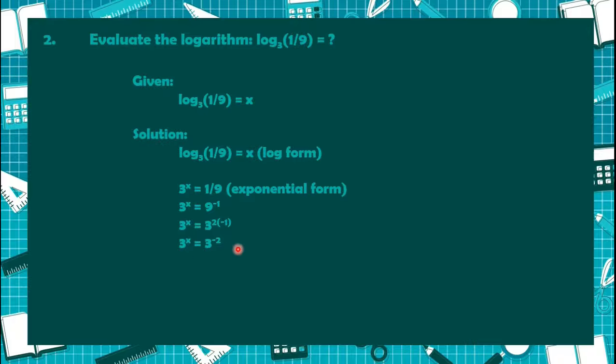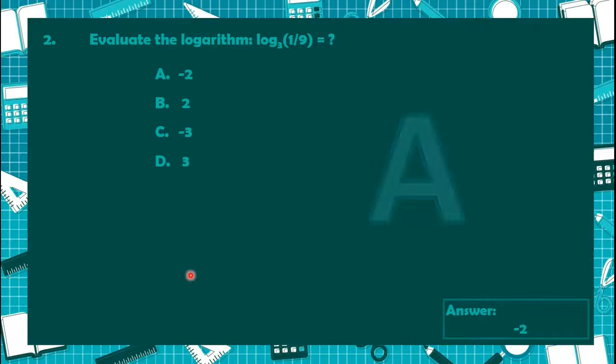3 to the power of x equals 3 to the power of negative 2. Then we cancel both bases, which is 3. Then we have x equals negative 2. For this item, our answer is letter A, wherein the logarithm of 1 over 9 with the base 3 is negative 2.